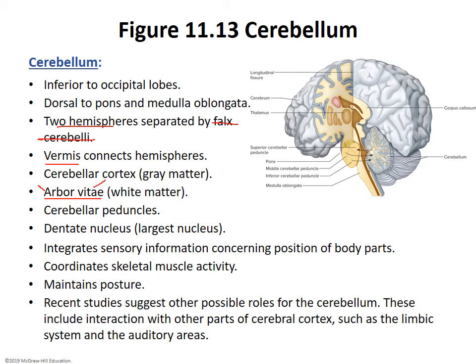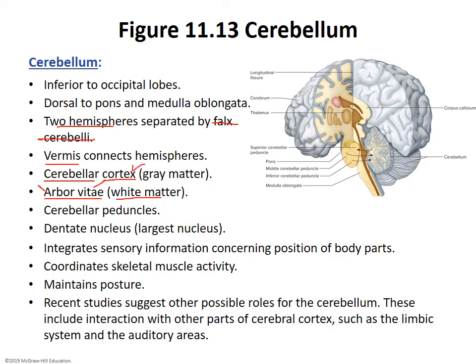It is described as the tree of life. This is the white matter that's inside. And if you look here, and I wish I could have enlarged it, you can see this white matter looks like a tree. So back in the ancient days when they were putting all this down, they called it the tree of life. Now, it does have an outer layer of gray matter, so it's the cerebellar cortex.